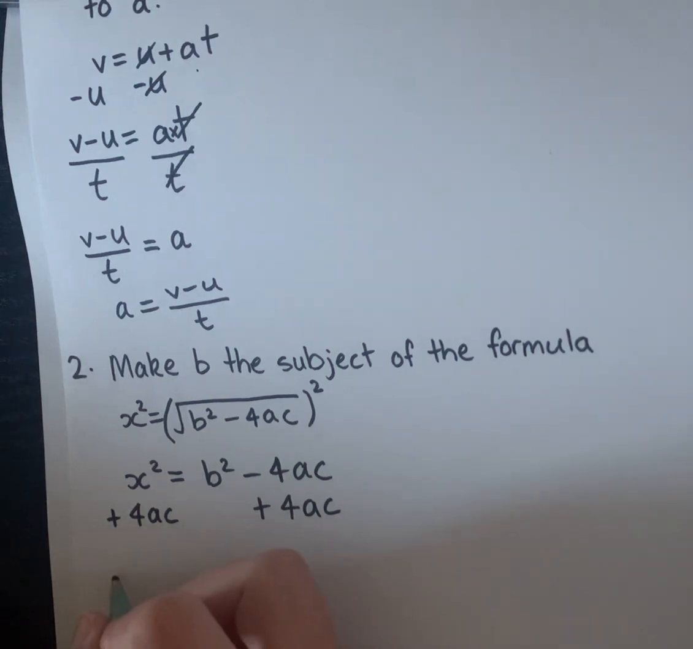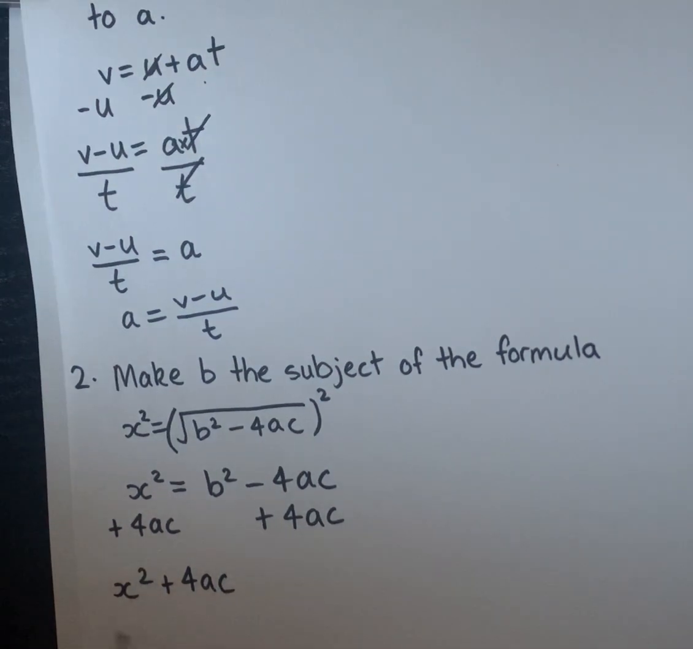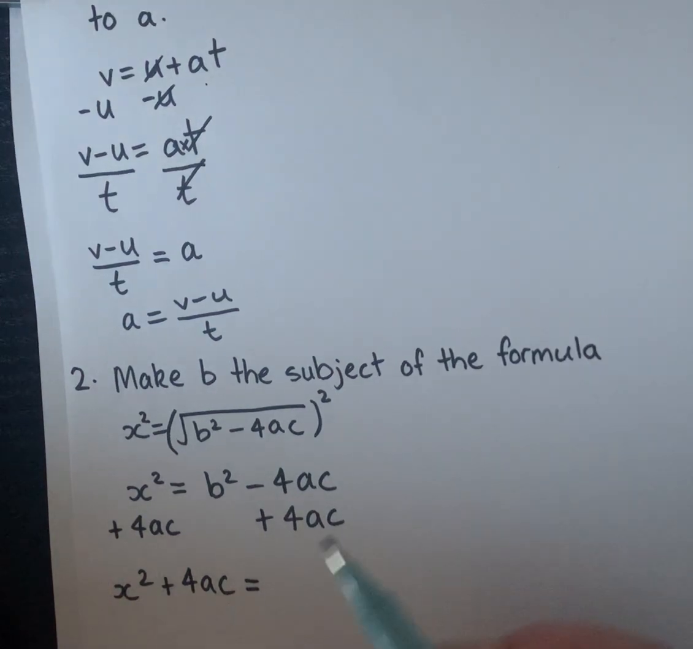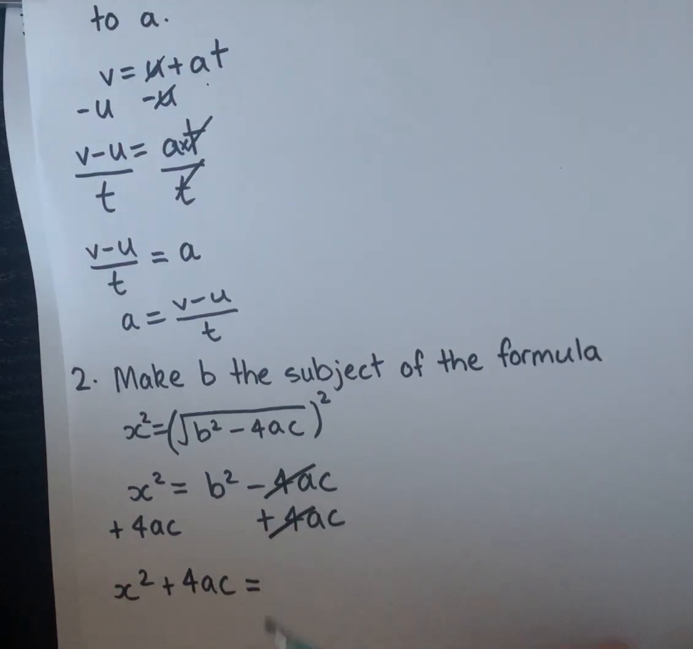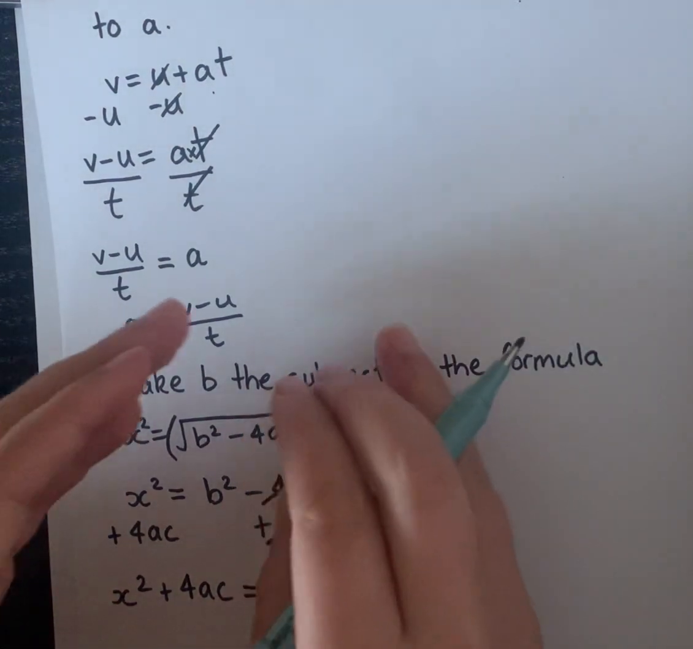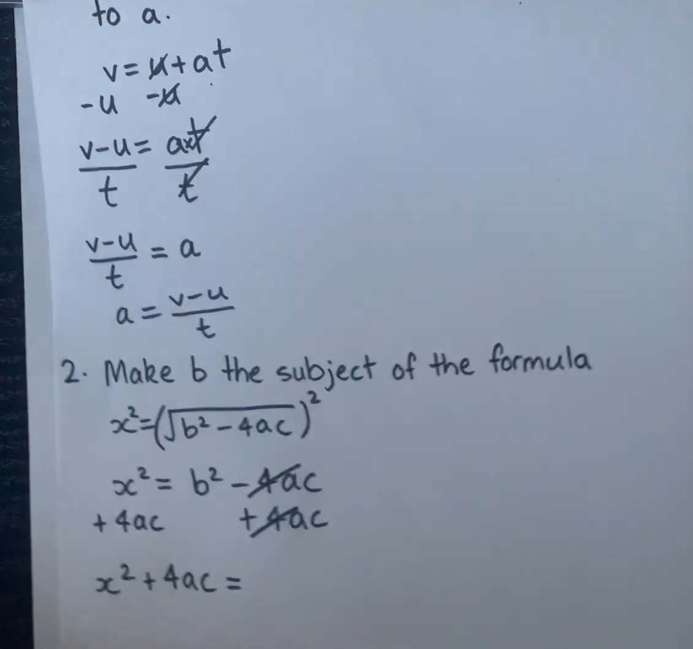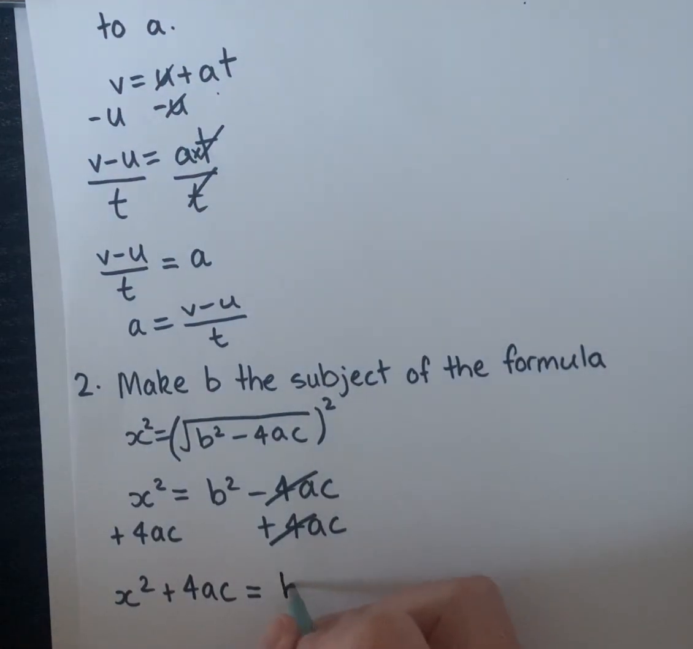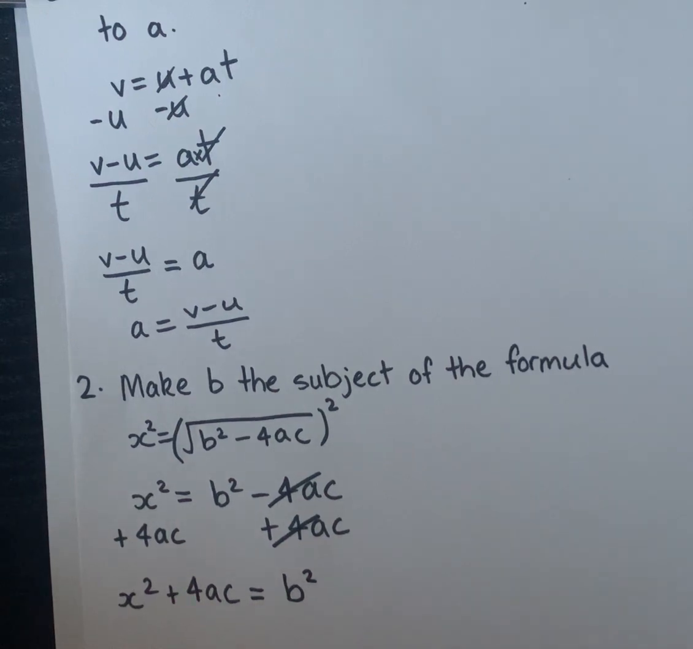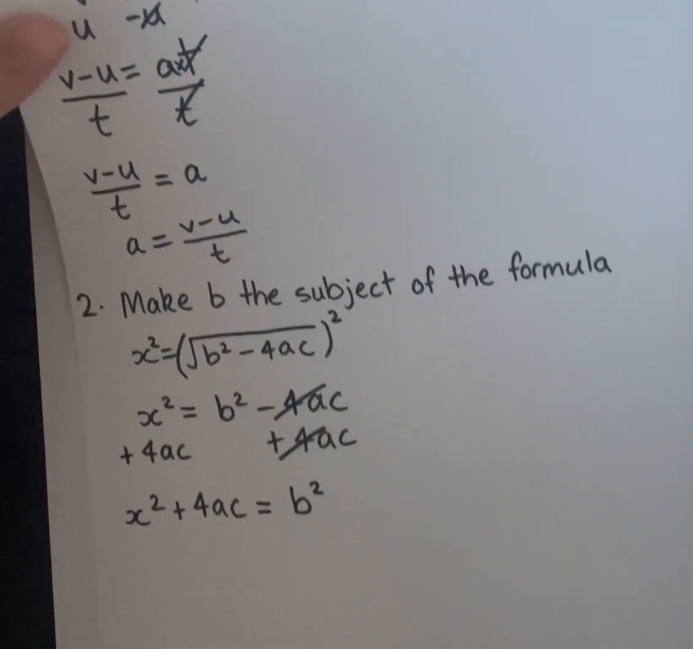So on the left-hand side, now we've got x squared plus 4ac. We can't simplify it, so we just need to write it as an algebraic expression, and that's fine. It's just looking more and more complicated on the left-hand side now because we're rearranging it so that we've got the bulk of all the terms on the left, and we're just left with b on the right. So we're getting closer to making b the subject now.